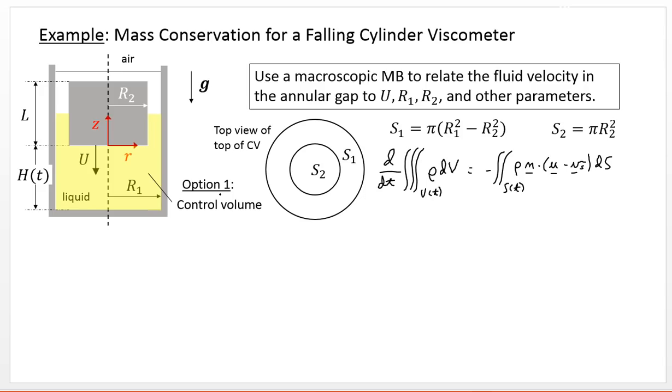So on this top surface, we can identify the normal vector n as the unit vector in the z direction, Ez. Because z points up, we want the normal vector pointing out of the control volume, and so it'll be Ez on top pointing out.